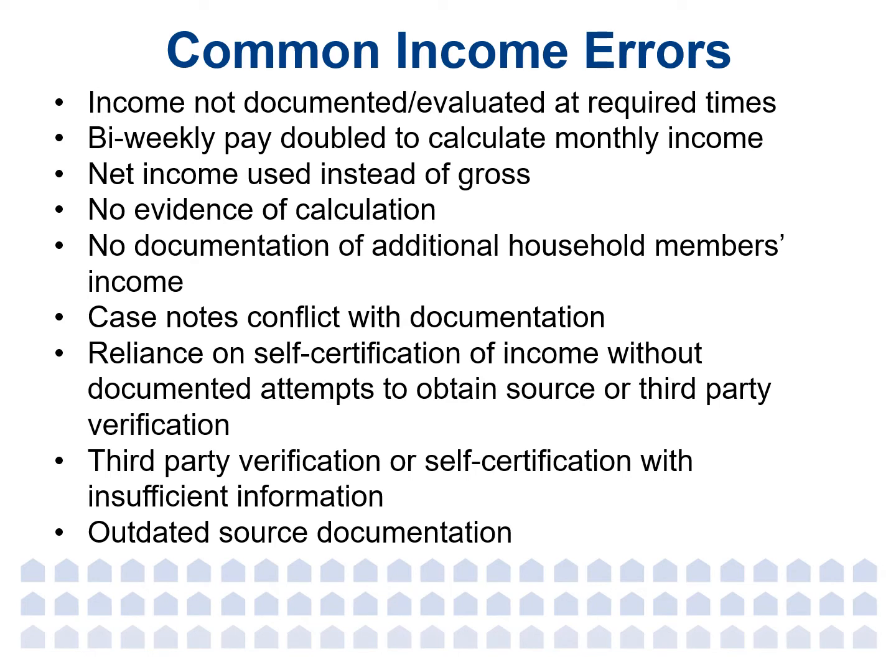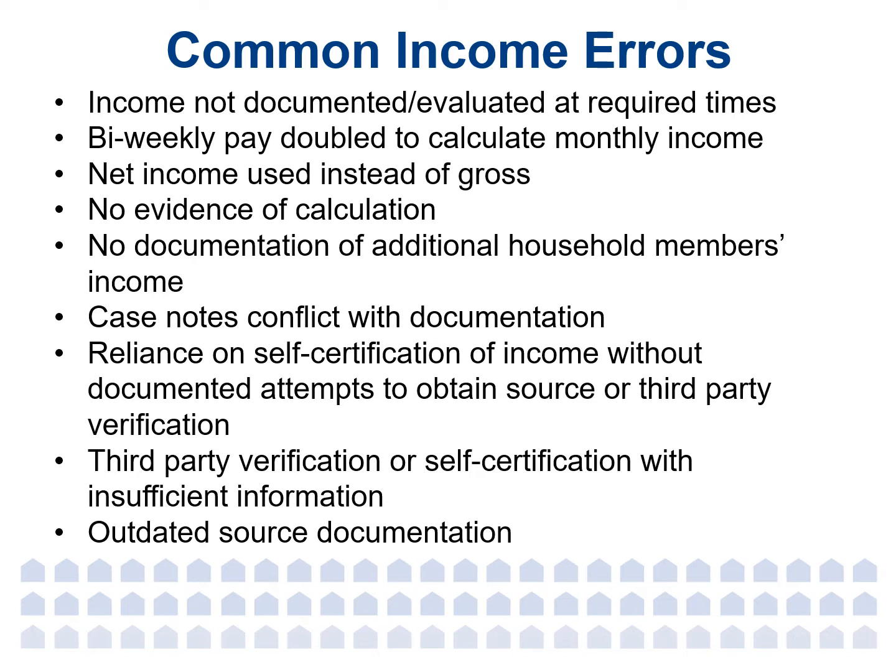You'll see that I have included on this slide some common errors we see when reviewing income, such as income not being evaluated at the required times, especially with rapid rehousing, which requires more frequent recalculation. We often review records where income documentation is not being collected and evaluated as often as is required. Another common error is when case managers do not use the income evaluation worksheet. We often see biweekly pay being doubled to calculate monthly income. This slightly underestimates their actual monthly income.